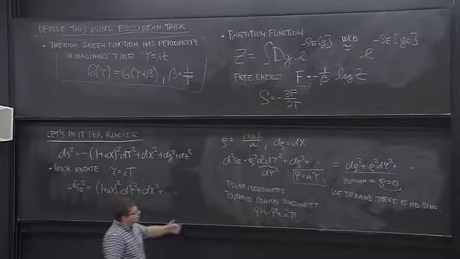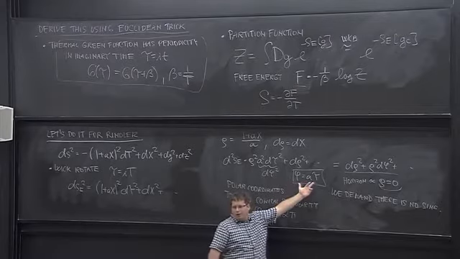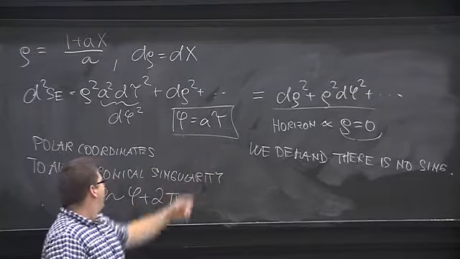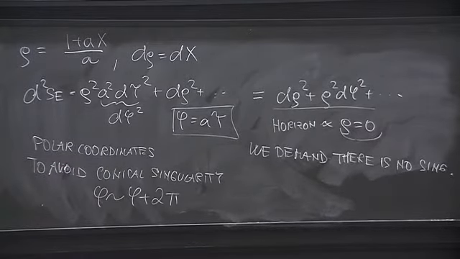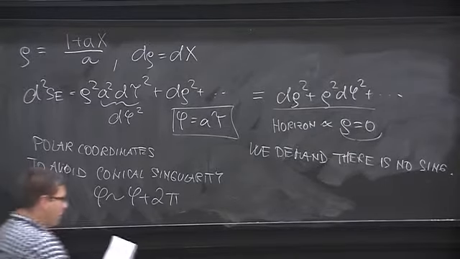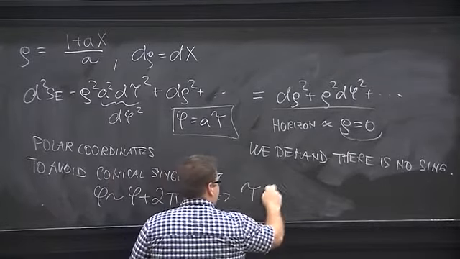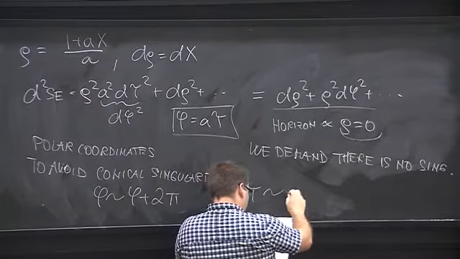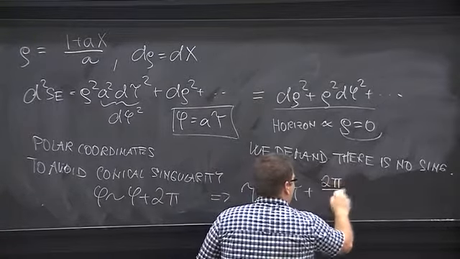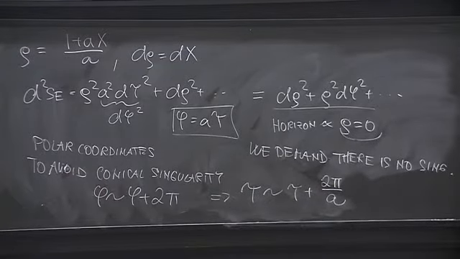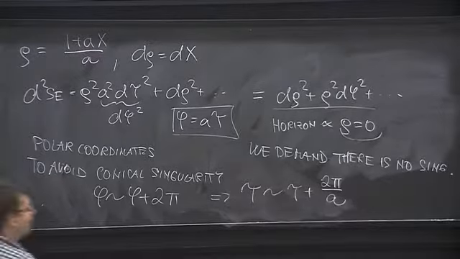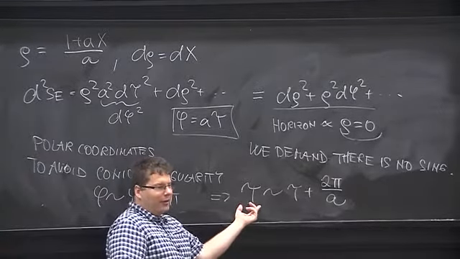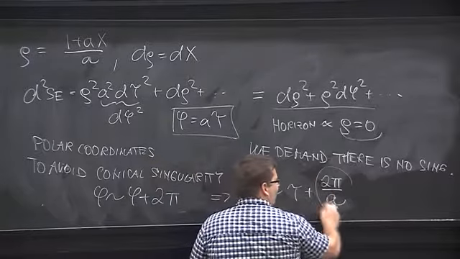But what it means is that, remember, phi is just a times tau. So if I identify phi with period 2 pi, that means that I have to identify tau. So from here, it follows that tau has to be identified with tau plus 2 pi over a. I'm just dividing. So tau is phi over a, so it's 2 pi over a. In other words, my Euclidean time has to be periodic with this period beta.